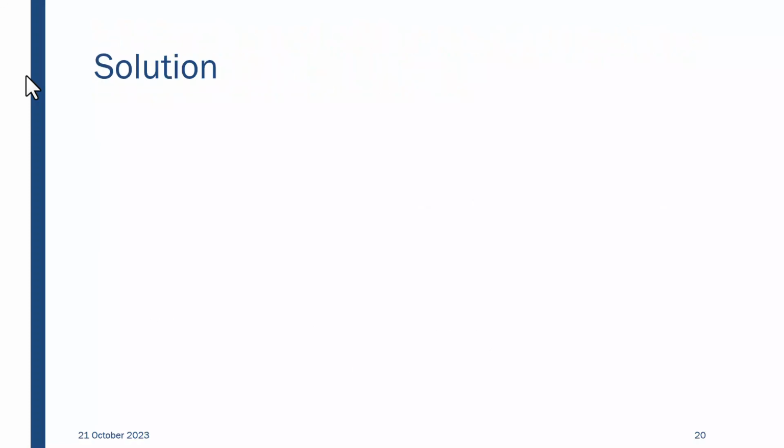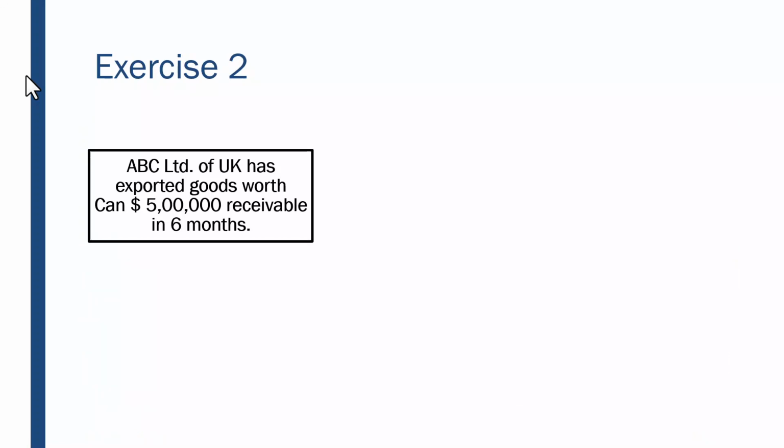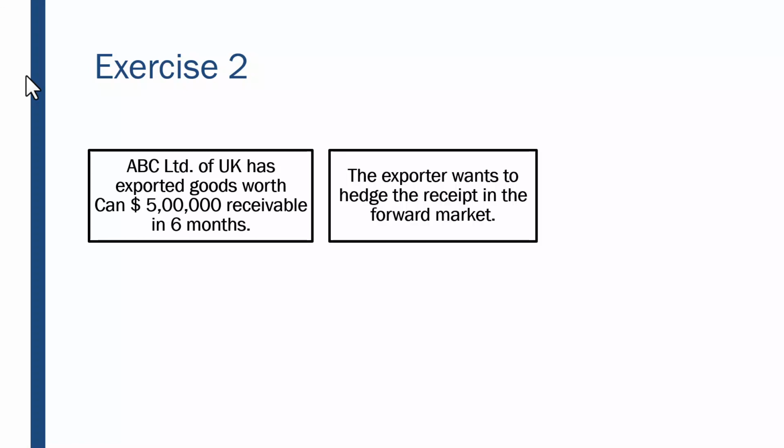Now let's participate for the second question. Again, a similar question. Please understand this is a very important and very good question. ABC Limited of UK has exported goods worth 500,000 Canadian dollars. So this is a UK company, and they have exported goods to Canada, worth 500,000 Canadian dollars, and this money they will get after 6 months. Now the exporter wants to hedge the receipt in the forward market.